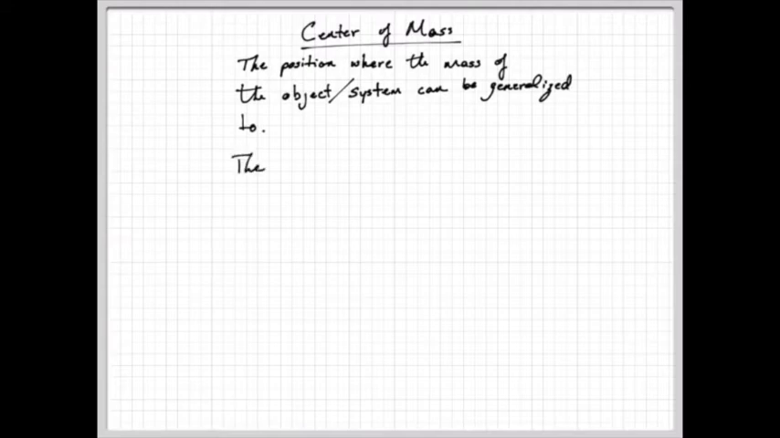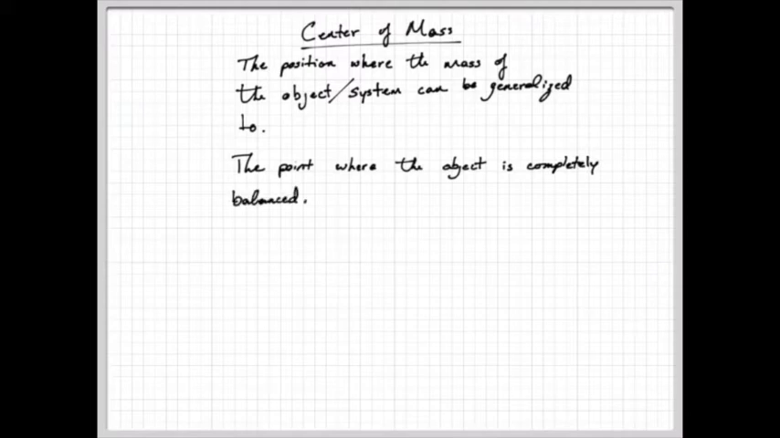So if you imagine a large object like a car or truck or something kind of funny shaped, the center of mass is where we can take all the mass and just visualize it at one tiny point, kind of like what we do for a free body diagram. In terms of balancing, it's the point where an object is completely balanced.